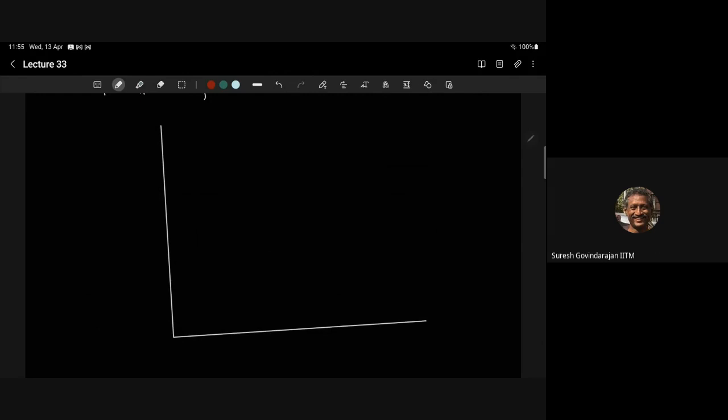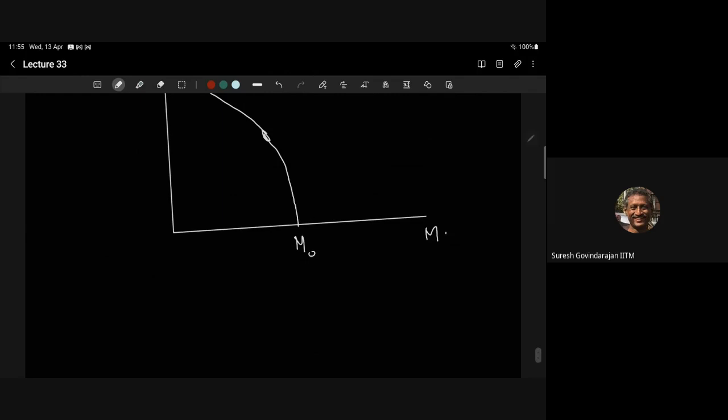Okay, so this is radius versus mass. You get a thing which looks like this, and it comes and touches here at m naught. We'll see what m naught is in a moment. So the first thing to notice is that as mass goes down, the radius increases. Okay, and there is a critical mass.